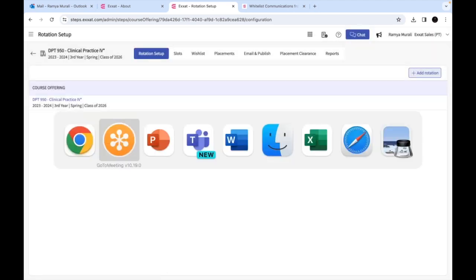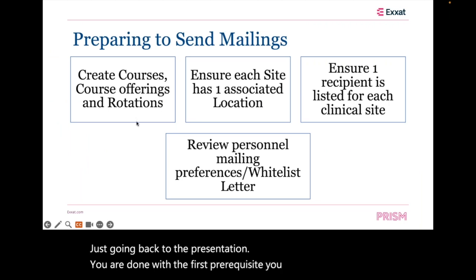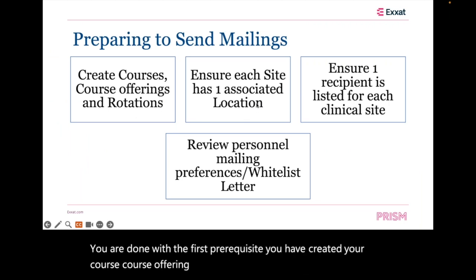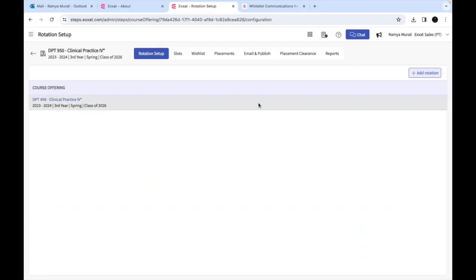Now, once you have done that, just going back to the presentation, you are done with the first prerequisite. You've created your course offering and rotation. Now the next step is to make sure each site has a location, right? To do that, I'm going back to the system.